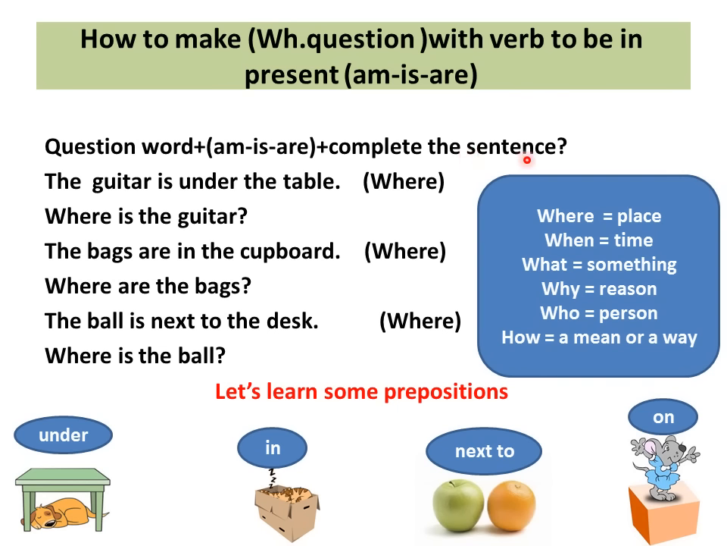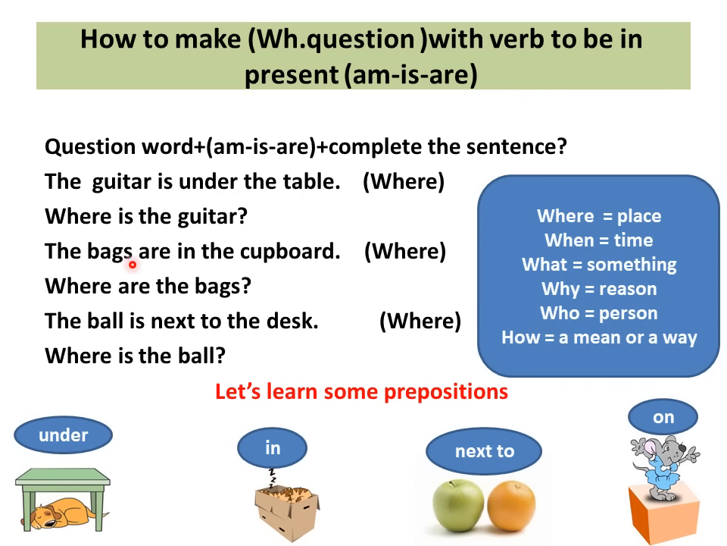Pay attention that the part that we are asking about, we don't repeat it again in the question. For example, the guitar is under the table. Make a question with where. Where is a question word to ask about a place. Then is: where is the guitar? Where's the guitar? It's under the table. Can I say, where's the guitar under the table? No. Under the table is the answer, so we will not write it again.